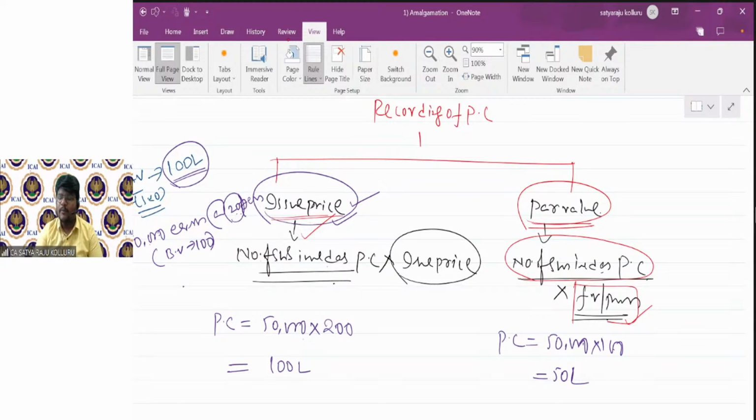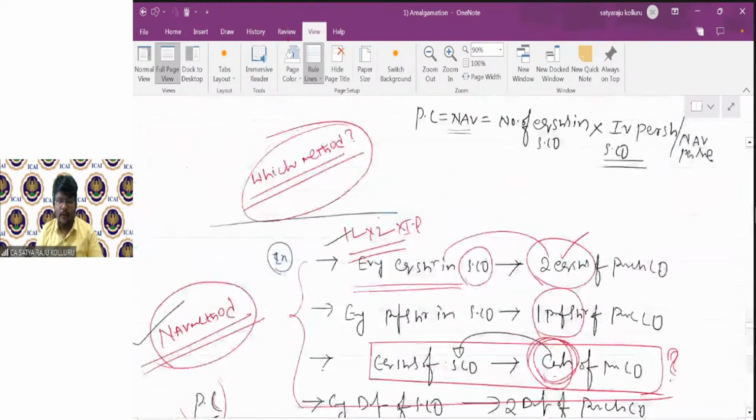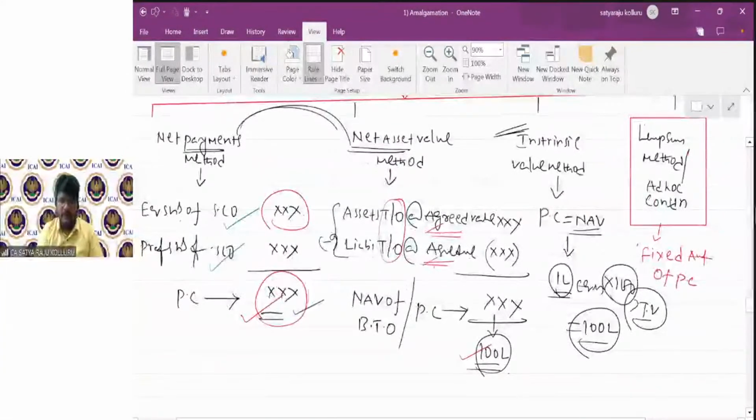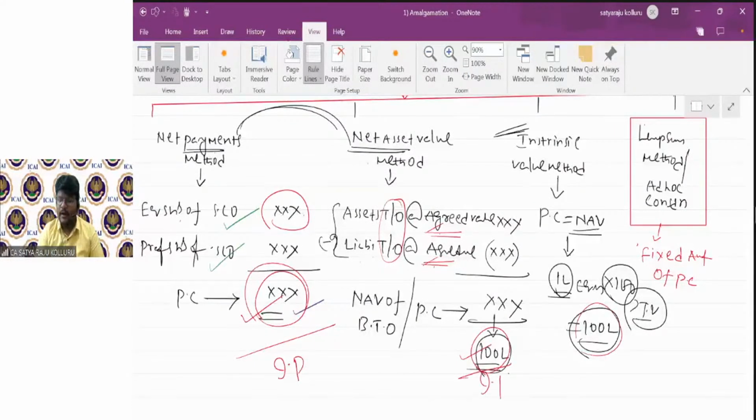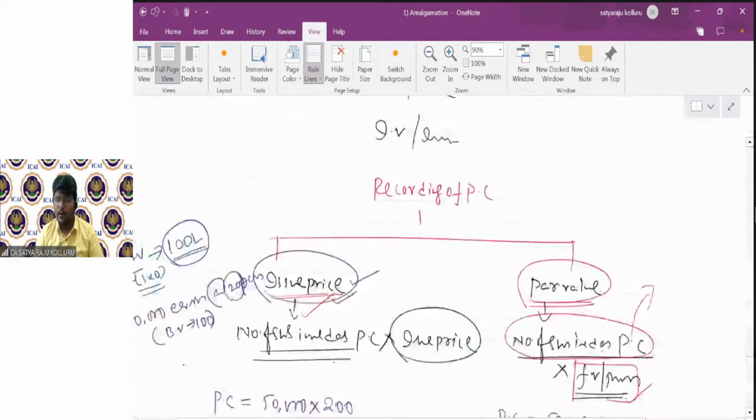How do we get the number of shares issued as PC? It is nothing but the above computation formulas. For example, you calculate the PC under net payments like this, under NAV like this, under intrinsic value like this. Once you have calculated these, you should divide them by the issue price. Then you will get the number of shares issued as PC. Then multiply with the face value, and you will get PC recorded at par value.